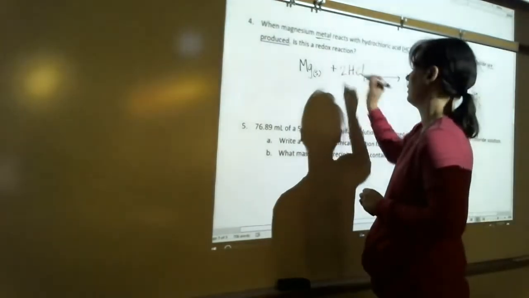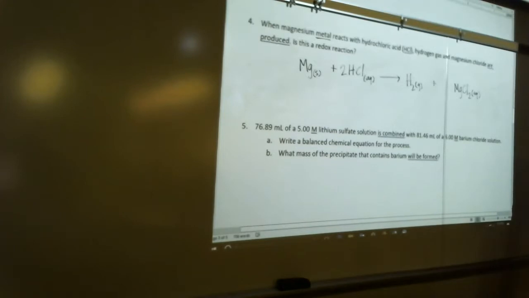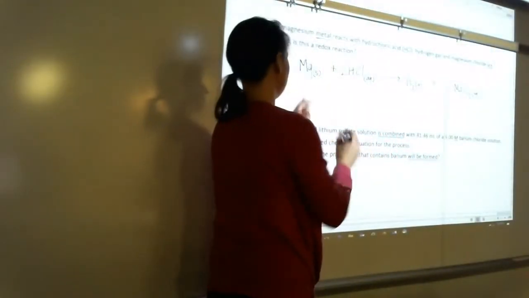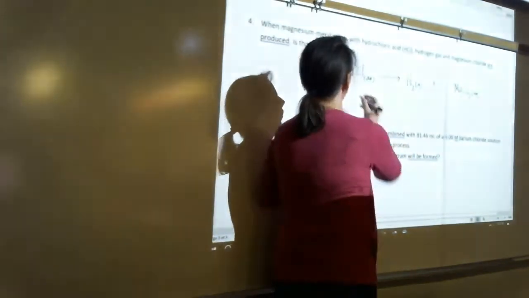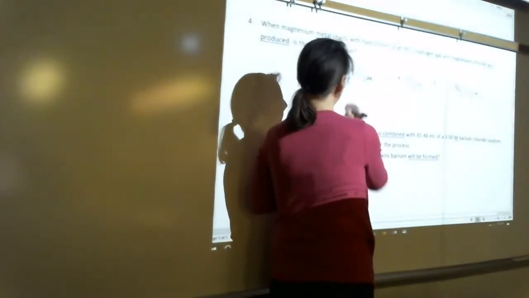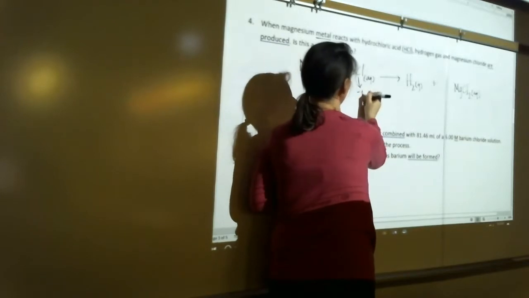2 HCl, right? Now we just ask ourselves, is it redox? So what do we have to do to determine if it's redox? We have to figure out the oxidation numbers, right? What's the oxidation number for magnesium metal? 0, it's a pure element, most stable form. What's the oxidation number for hydrogen in a compound? +1, so that means chloride here is -1.